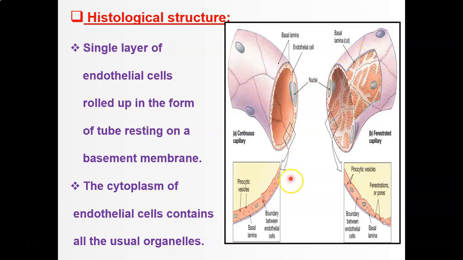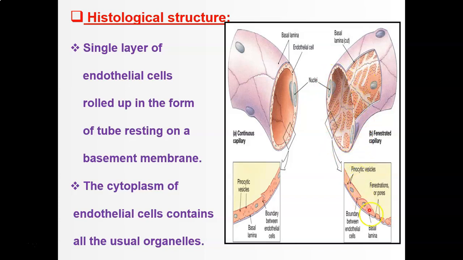The cytoplasm of the endothelial cells contains the usual organelles together with the nucleus. Here I have two types of capillaries. Continuous capillary, which is closed by tight junctions here, with the cell and the basement membrane continuous. While here is the second type of capillary, which is fenestrated and contains fenestrae or pores.